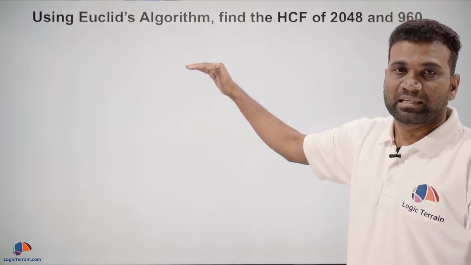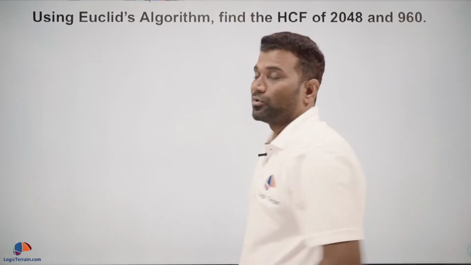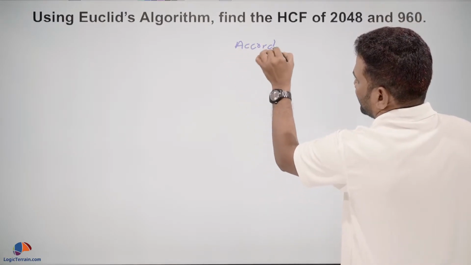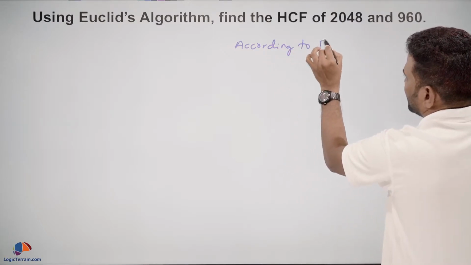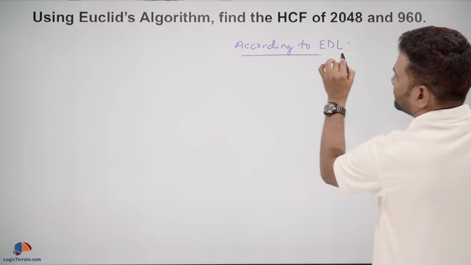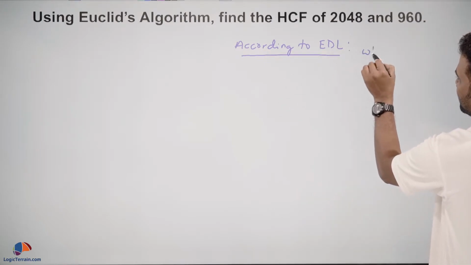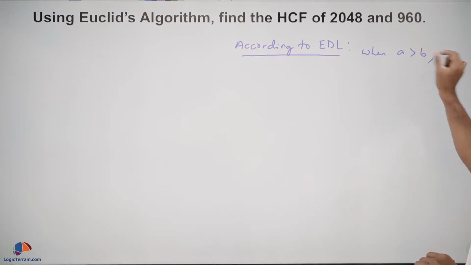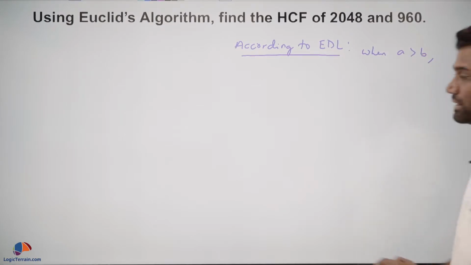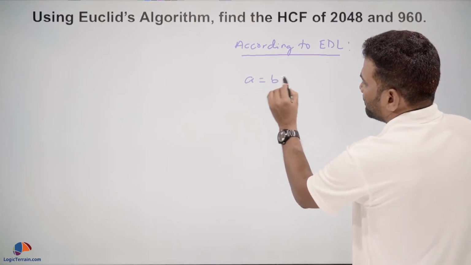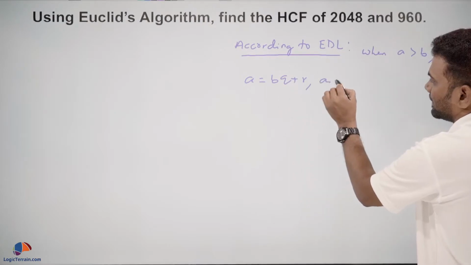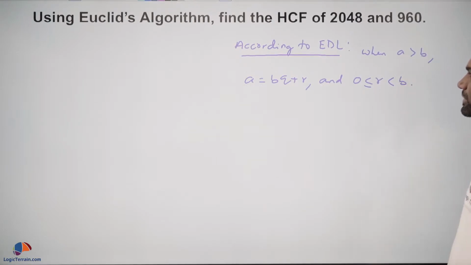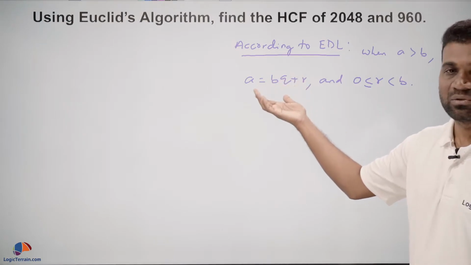So before applying Euclid's algorithm, you need to know what Euclid's division lemma is. According to Euclid's division lemma, when A is greater than B, where A is one number and B is another number, A is equal to BQ plus R, and 0 is less than or equal to R, which is less than B. So this is simply nothing but the division rule.